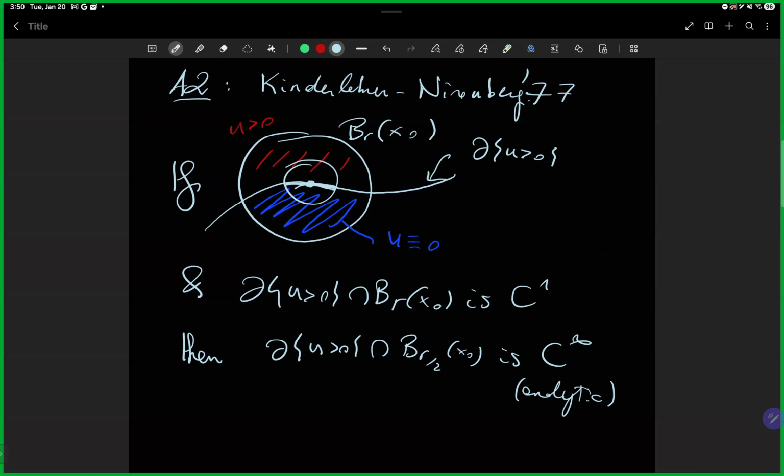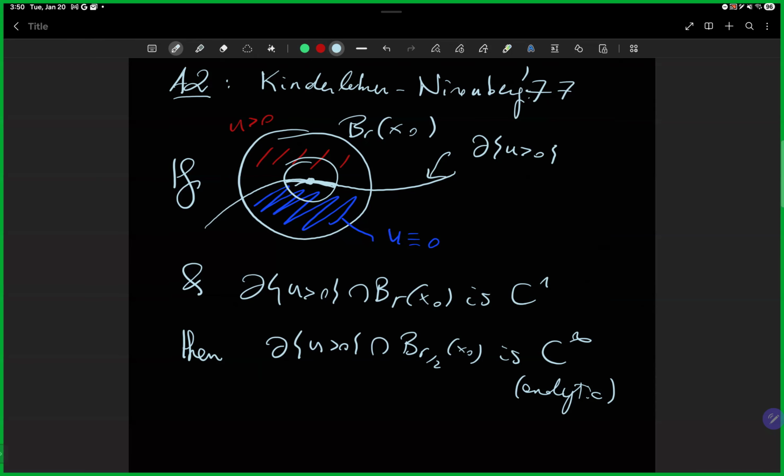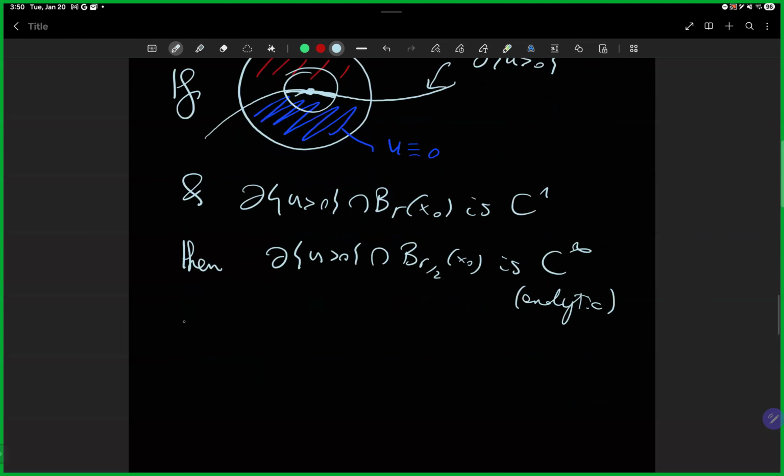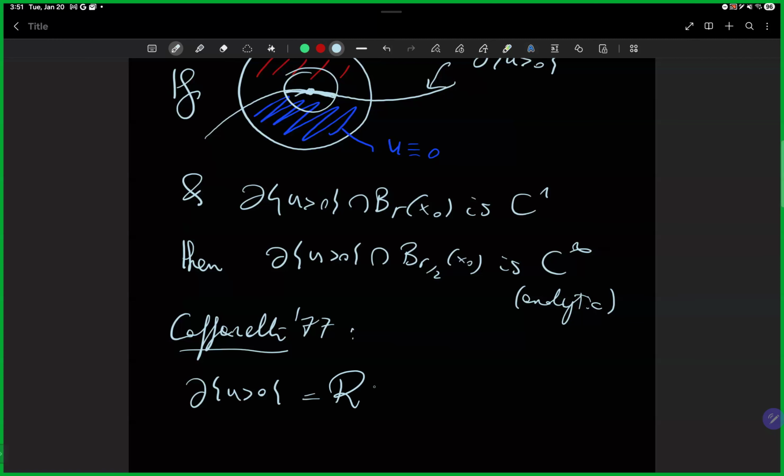So these are the nice points where you can apply this Kinderlehrer-Nirenberg result, and you have a sort of bootstrap type regularity. But it's a conditional result. Then Caffarelli arrived, also around 77, and he proved the following: the free boundary is the union of two sets, regular union singular. So you can split the free boundary in two parts.